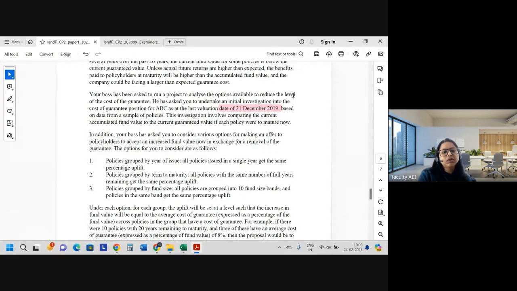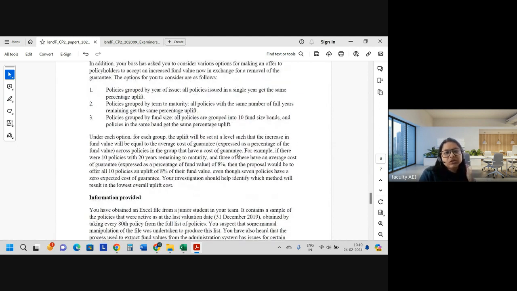In addition, your boss has asked you to consider various options for making an offer to policyholders to accept the increased fund value now in exchange for a removal of the guarantee. So basically, there are a few options that we are considering. We can settle the policies now itself by paying some higher amount of fund value, and so the guarantee will not be there.